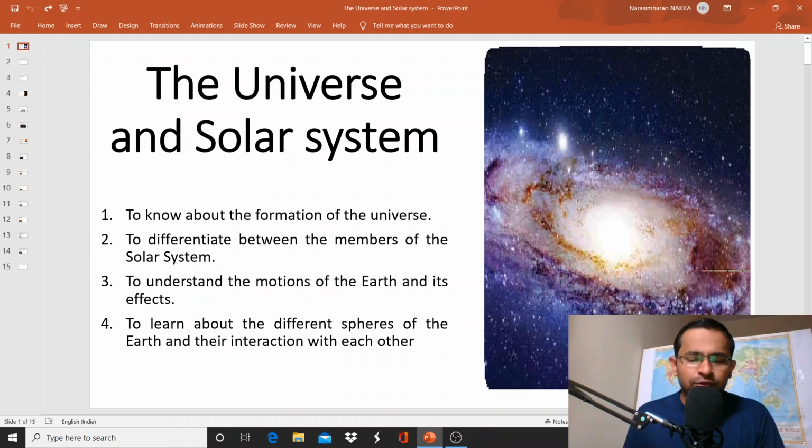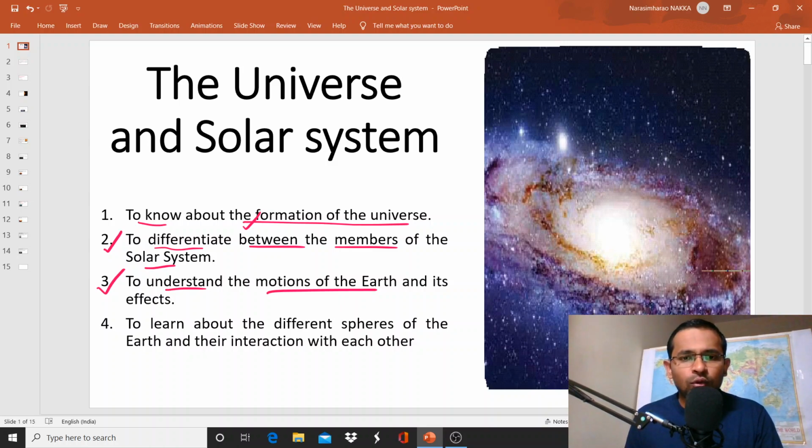So the learning objectives of this topic are to know about the formation of the universe, to differentiate between the members of the solar system, and to understand the motions of the earth and its effects. You do know that in general, earth has two motions: rotation and revolution. The movement of the earth around its own axis is called rotation, and the movement of the earth around the sun is called revolution.